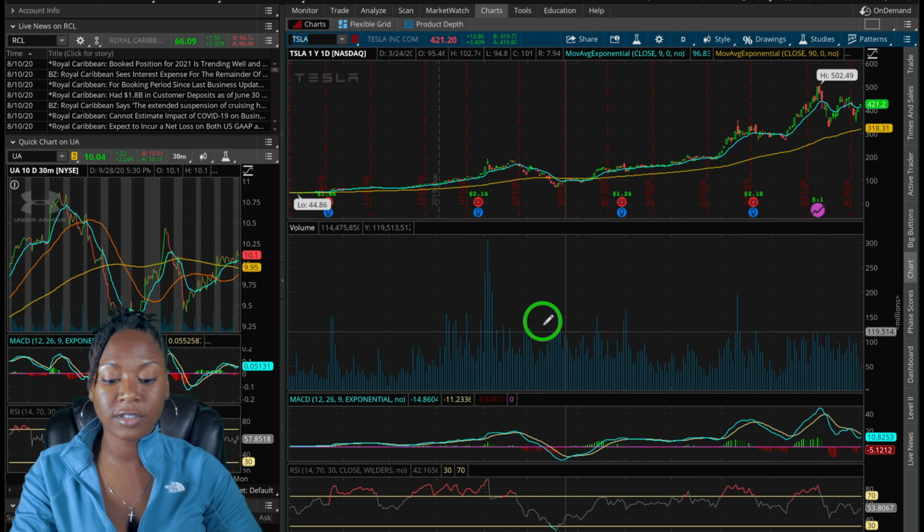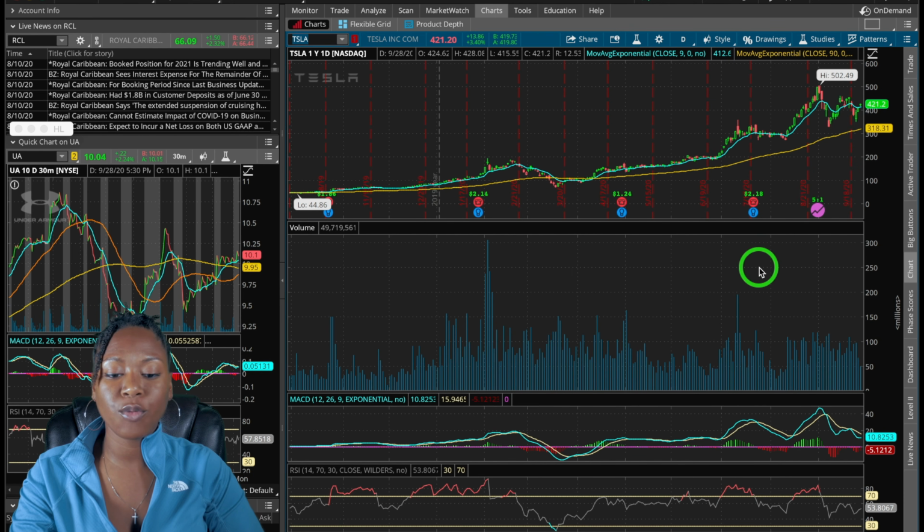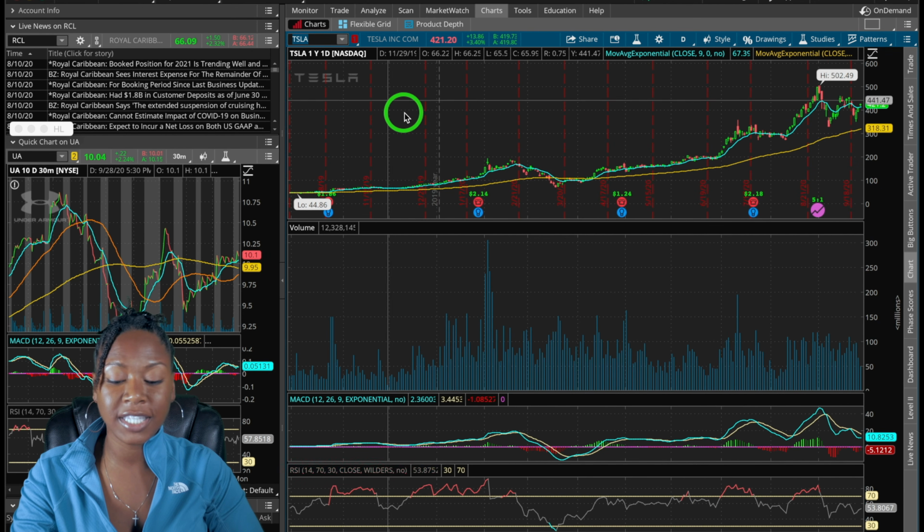Let's go ahead. Let's jump into ThinkorSwim right now. So let me turn my screen record on. Okay, so right now we are in ThinkorSwim, and this is just a basic stock. I'm looking at Tesla right now.